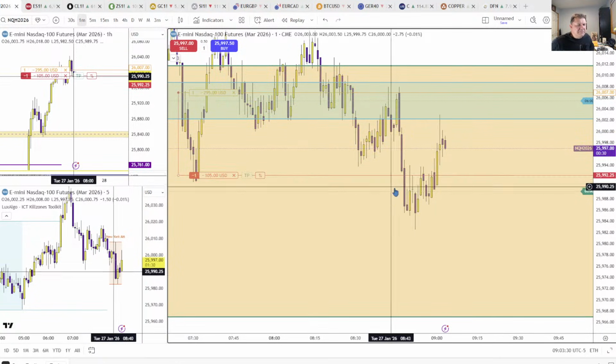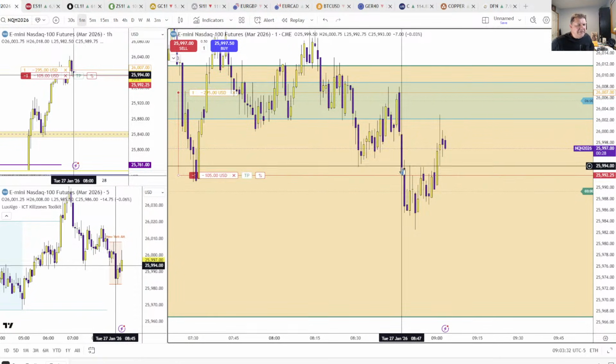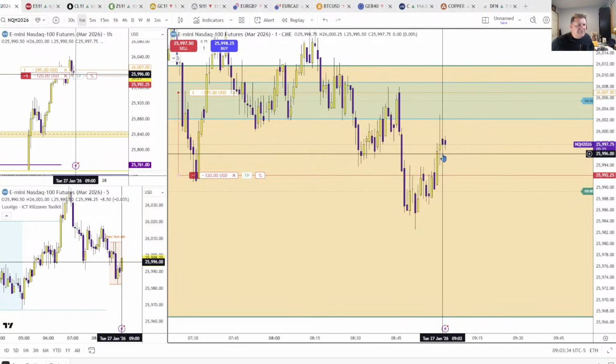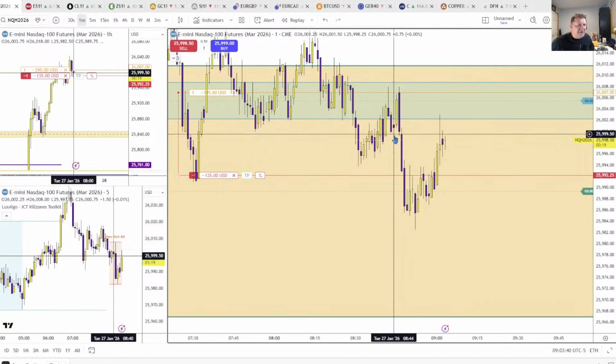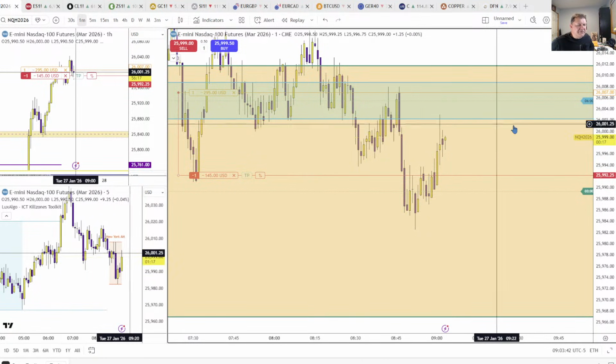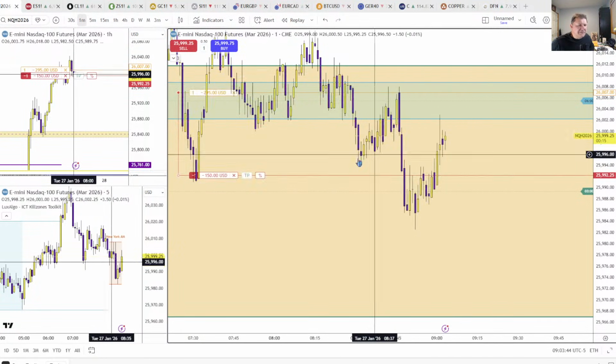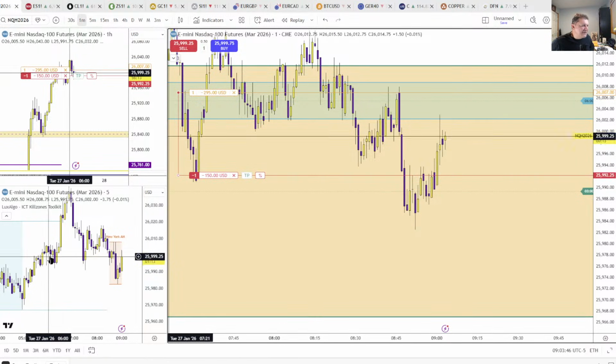Still no. We have an arming of this, but we have not got a triggering of this long. We don't have an arming of this yet. We have no triggers in here for a long, so I'm sticking with the 5-minute short.